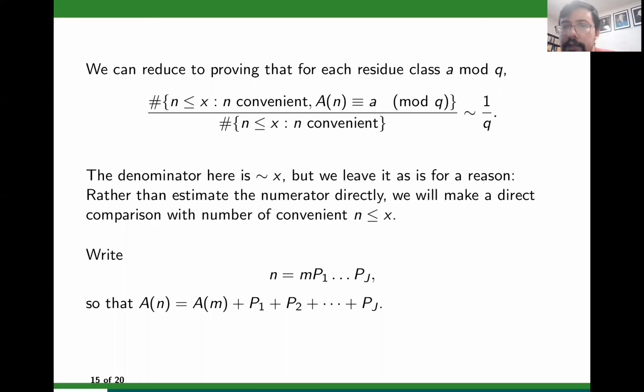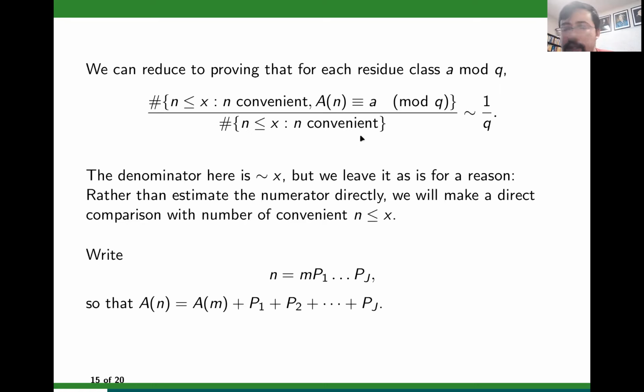So what does the reduction step reduce to? Well, as I said, we have supplementary arguments which show we can just forget about inconvenient n. And we reduce the problem to proving the analogous statement about convenient n: that the number of convenient n up to x for which a of n is in a given residue class modulo q, divided by the total number of convenient n up to x, is asymptotically 1 over q.